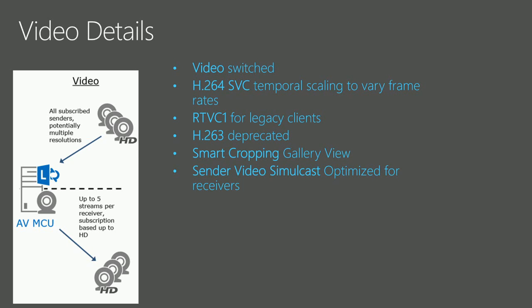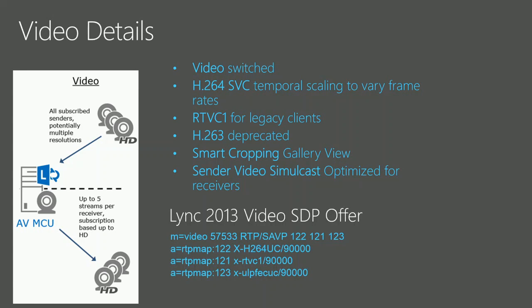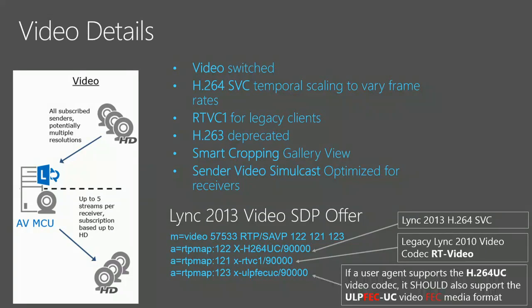We have the smart cropping gallery view, and if we look at the SDP for this, we will see that it's basically 3 different codecs that are being used. The first one, H.264, and then the legacy version, and then we have the FEC, forward error correction, version. And that's being used if there are a lot of dropped packets on the net. And basically everyone that supports H.264 also supports the FEC codec as well.